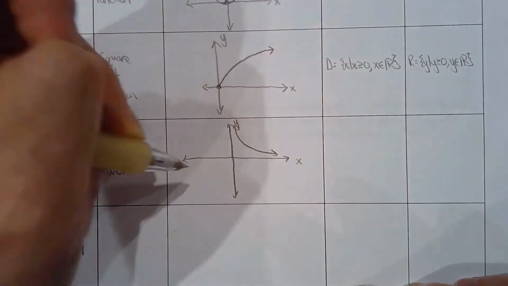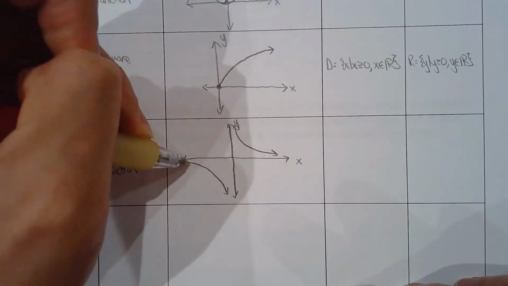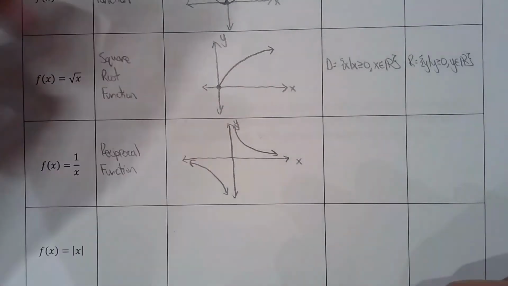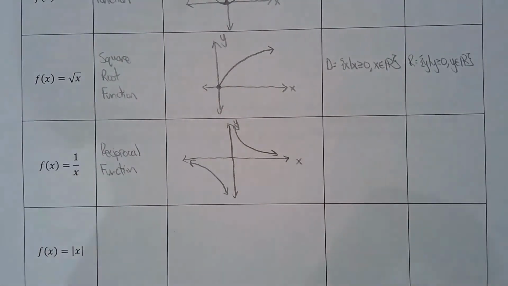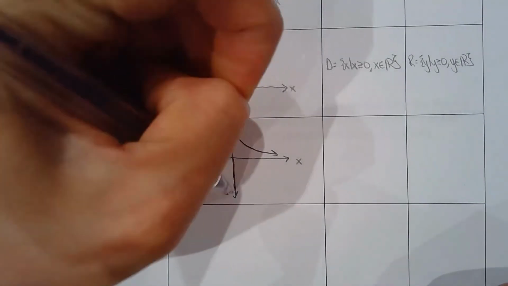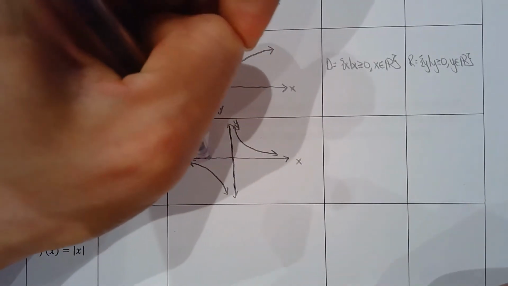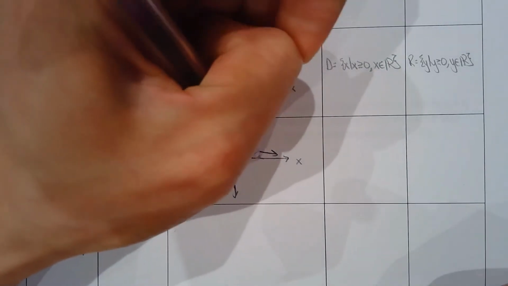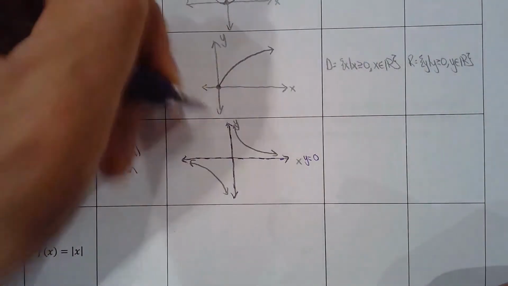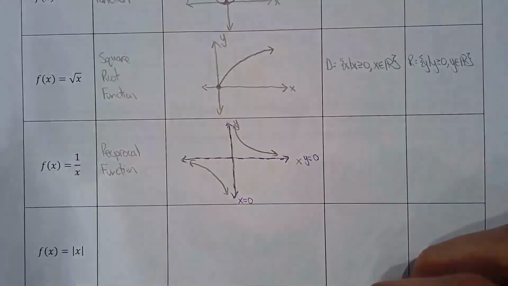We've seen it earlier in the year. Okay, this is the reciprocal function. The reciprocal function has what's called asymptotes. So there's a vertical asymptote and a horizontal asymptote. The horizontal asymptote is located on the x-axis, which has an equation of y equals 0. And the vertical asymptote is located on the y-axis, which has an equation of x equals 0.